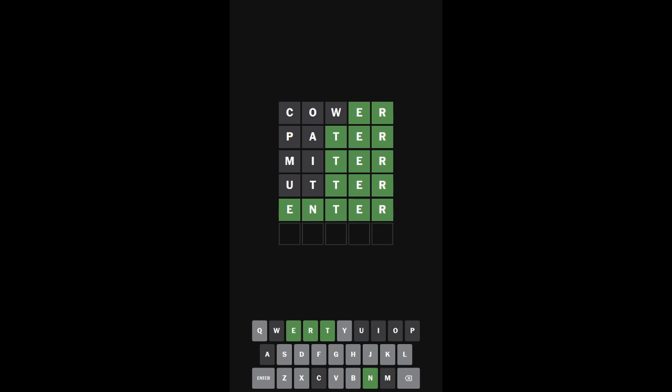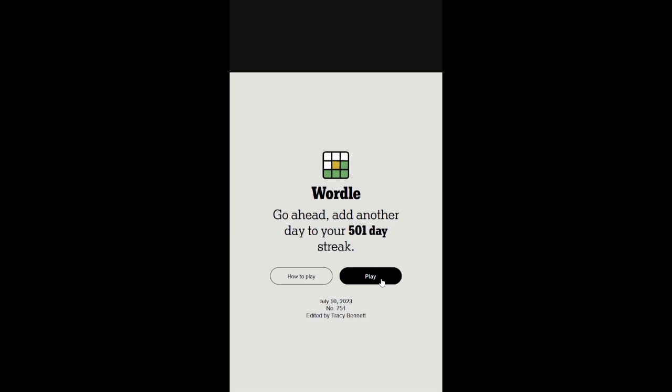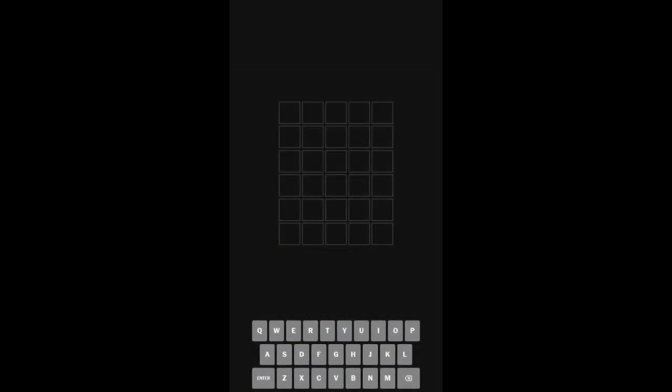Today we're going to be in the Wordle for the 10th of July, 2023. We're going to be doing Wordle 751 today. And as always, we're going to be starting with yesterday's solution word, which I think was the word enter, but I have to double check.